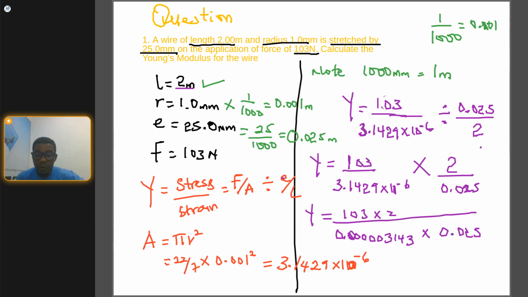From your end, I want you to do this for me. Multiply this and let me have your answer quickly. Multiply 10^3 times 2 and let me have your answer. I'll be solving the remaining one at this portion.